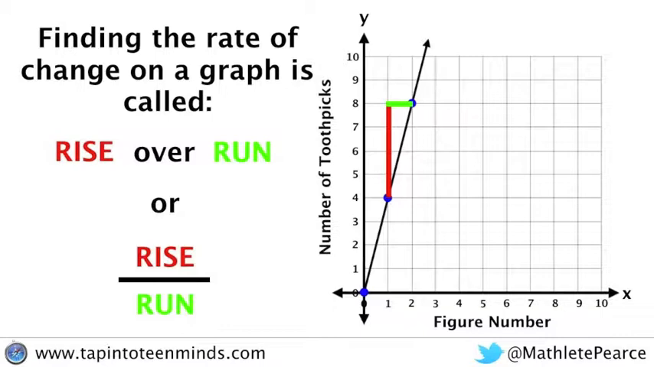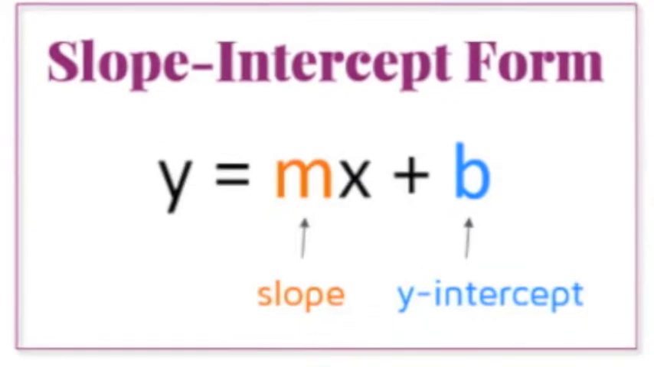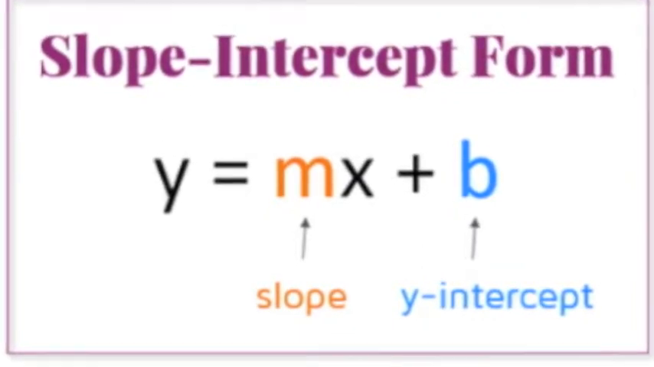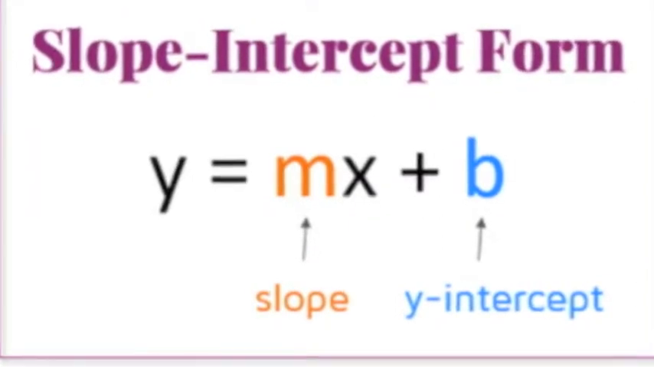In the line that you see, it rises up 4 units and runs over 1 unit to the right to get from one point on the line to the next. So this slope is written as 4 divided by 1, or 4. We can use the slope and the y-intercept to put into an equation known as slope-intercept form. We can use this equation to graph any point on a line.